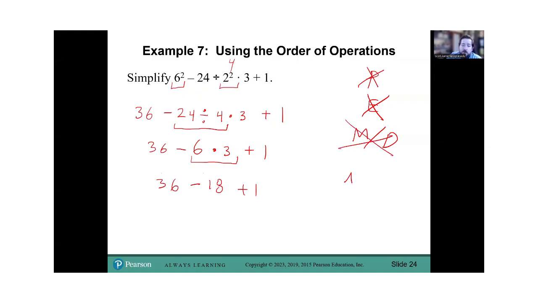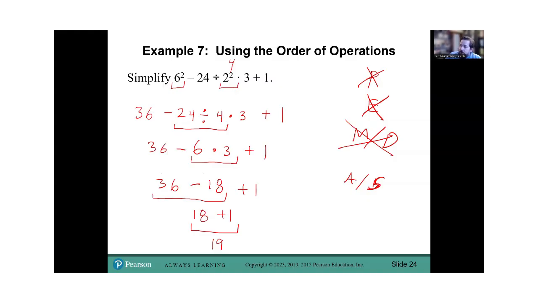I'm good there, so I move to addition and subtraction. And I go left to right. Again, whichever one comes first, addition or subtraction. So I've got 36 minus 18. That's my first operation. I do it. 36 minus 18 is 18. And then I go back through to look again. Is there any more addition or subtraction? There is. I have 18 plus 1, and that is 19.